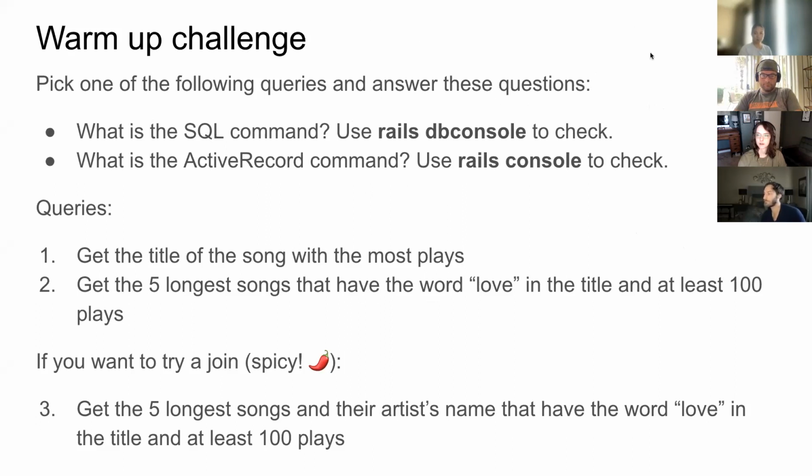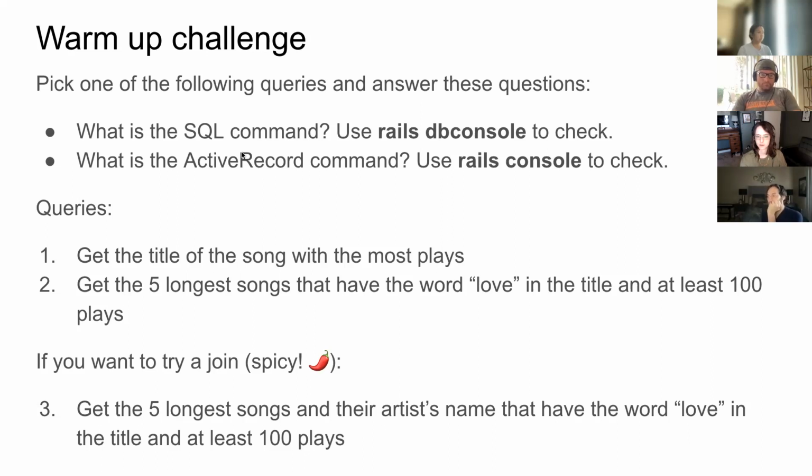So a couple of things to know about this warm-up challenge is that today we'll be using the setlist app. Any branch and any version should work. Later on in the lesson, you'll need to be able to access playlists, so I would recommend checking out a branch now that has playlist functionality. And then we'll be using Rails DB console to access our database and write SQL. And we'll be using Rails console in another terminal window to write active record and interact with our database that way. So go ahead and take about 5 minutes.